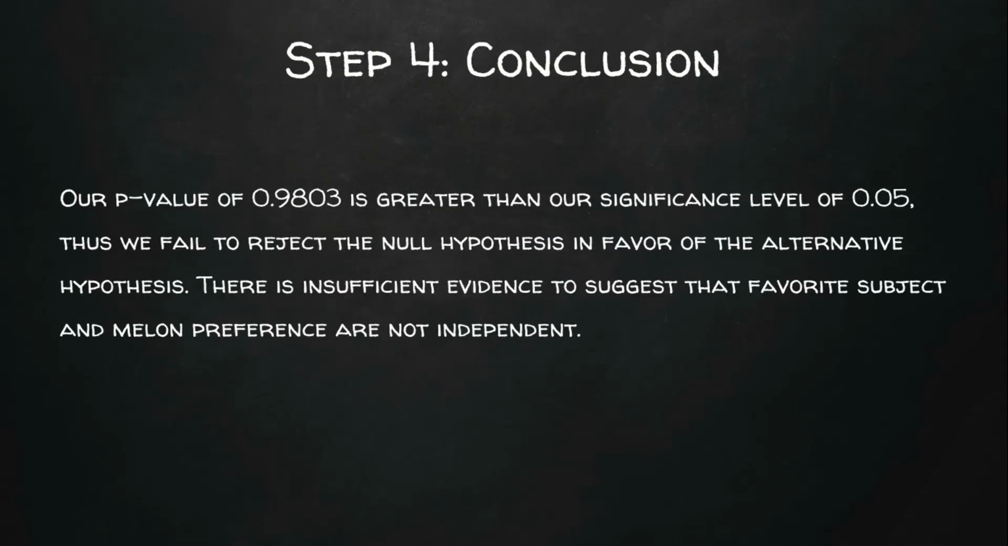For our final step here, our p-value of 0.9803 is greater than our significance level of 0.05. Thus, we fail to reject the null hypothesis in favor of the alternative hypothesis. There is insufficient evidence to suggest that favorite subject and Mellon preference are not independent.